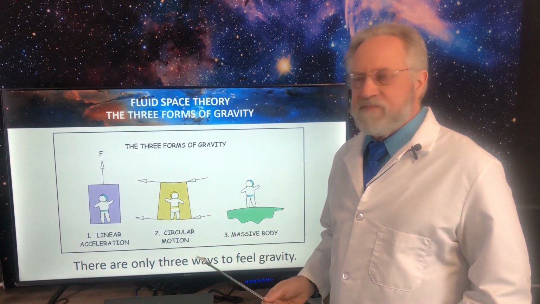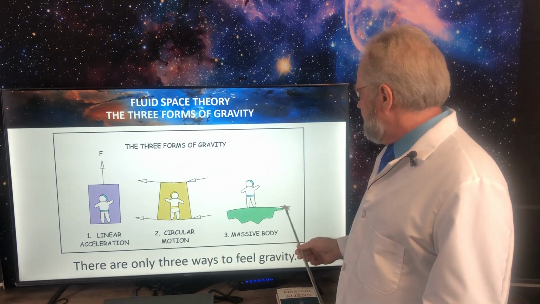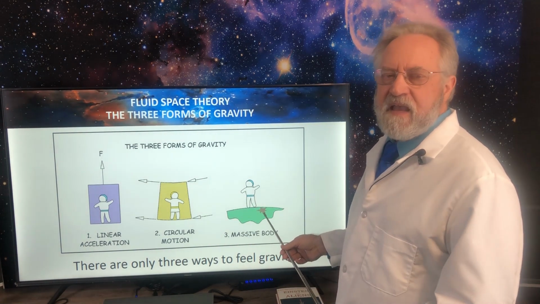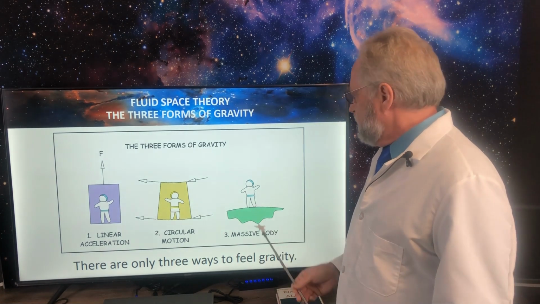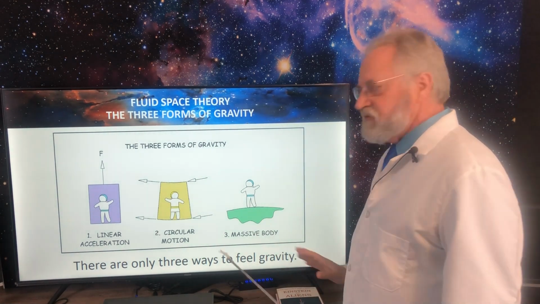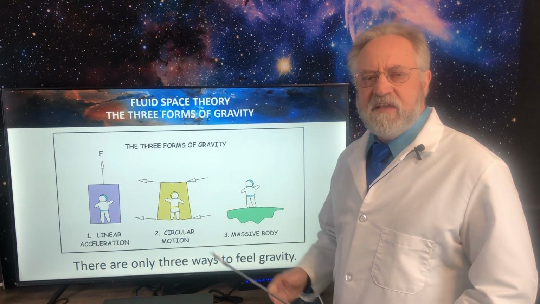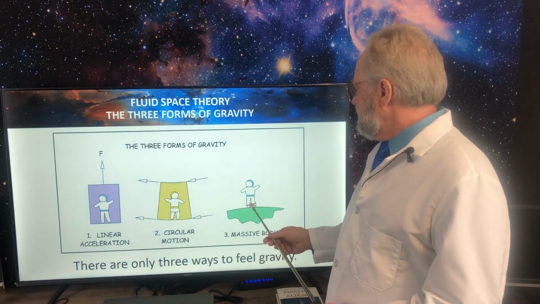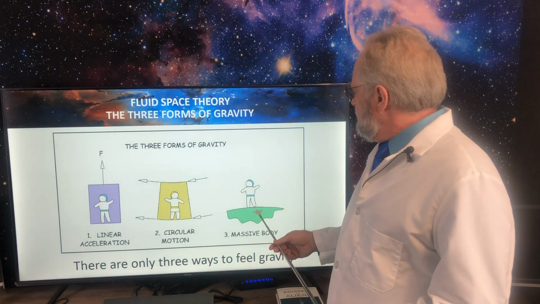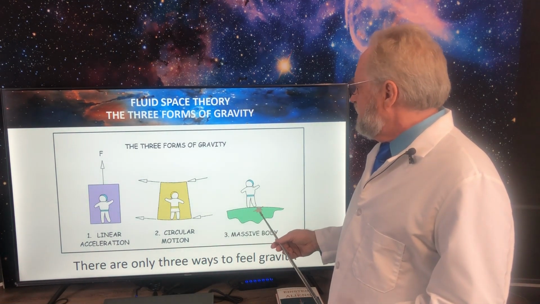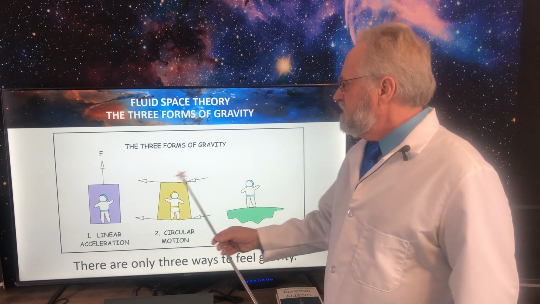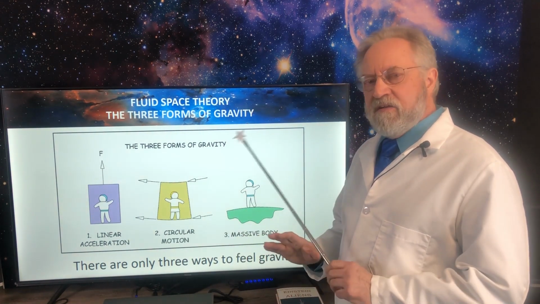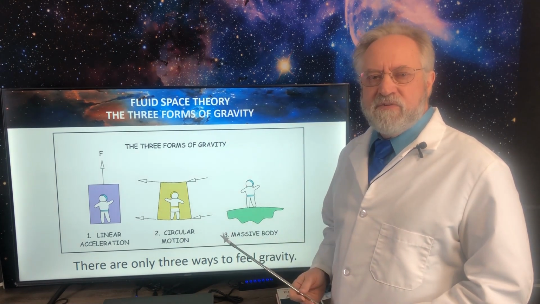And the third way to experience gravity is to stand on a massive body. I've cut away the rest of the body, but Stan is standing on an asteroid, and he feels weak gravity. Those are the only three ways to experience gravity, and you can combine them in various ways. You could have a spinning wheel, like at a carnival ride, on a massive body, where you experience linear and rotational accelerations, but really you can always break it down into those three things.